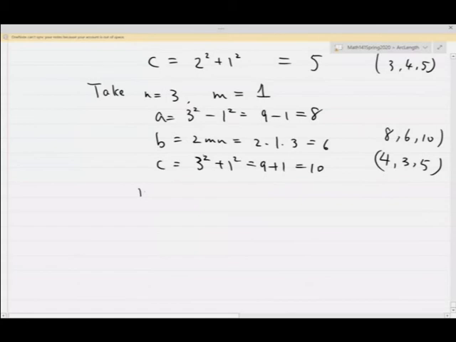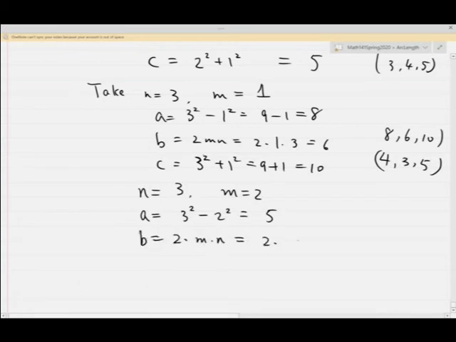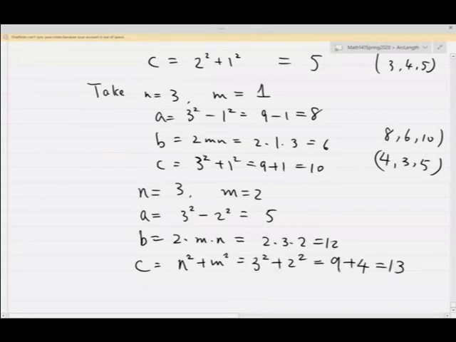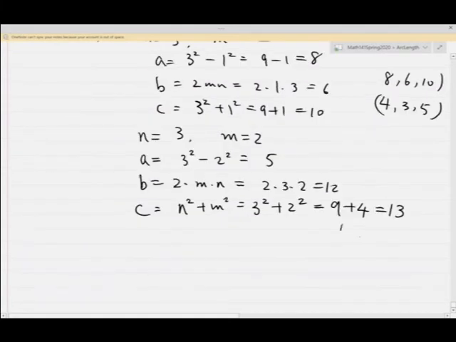So again, we get a 3, 4, 5 triple. Now, n equal to 3, m equal to 2. Then A is 3 squared minus 2 squared, which is 9 minus 4, so 5. B is 2 times 3 times 2, which is 12. C is 3 squared plus 2 squared, which is 9 plus 4, so 13. So we get the Pythagorean triple 5, 12, 13.